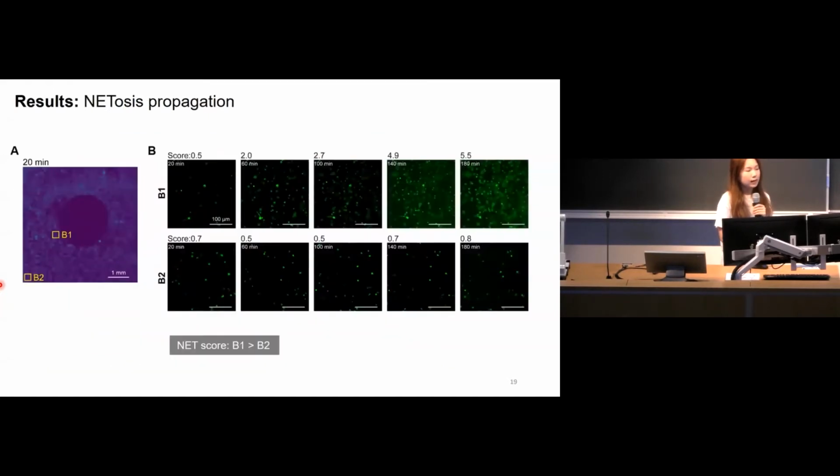If we take a look at the raw images from these two regions, B1 and B2, we found that in region B1, which is much closer to the net plaque, it released lots of NETs over time. So the net score increased from 0.5 to 5.5 here. But for region B2, we didn't see much NET release. So the net score stayed very low, around 0.7 here.